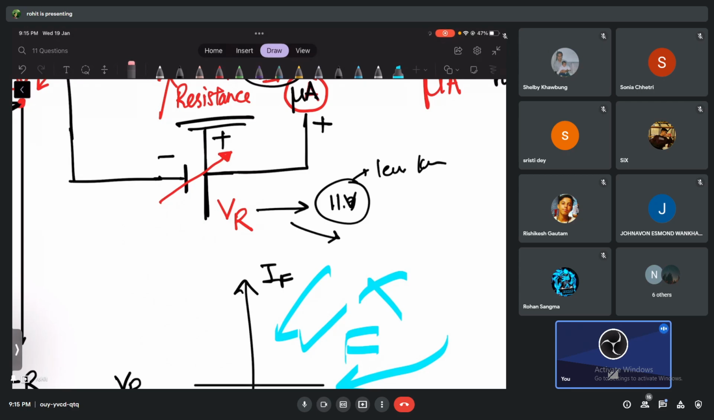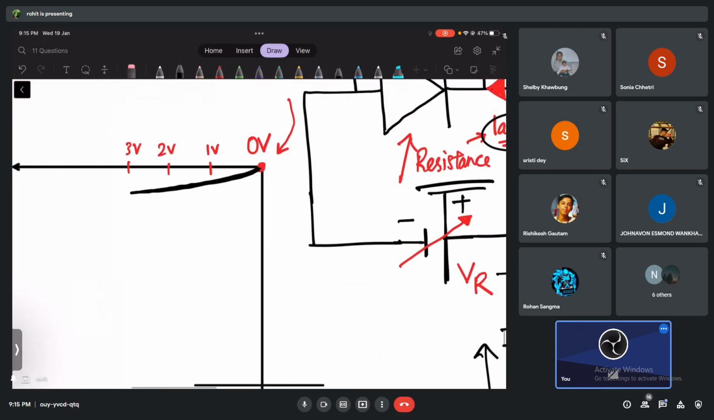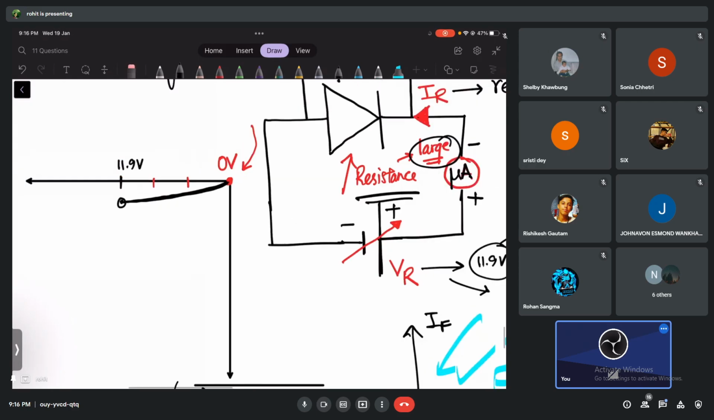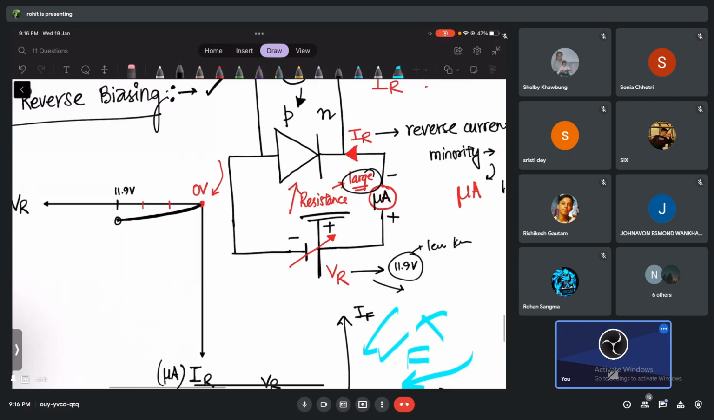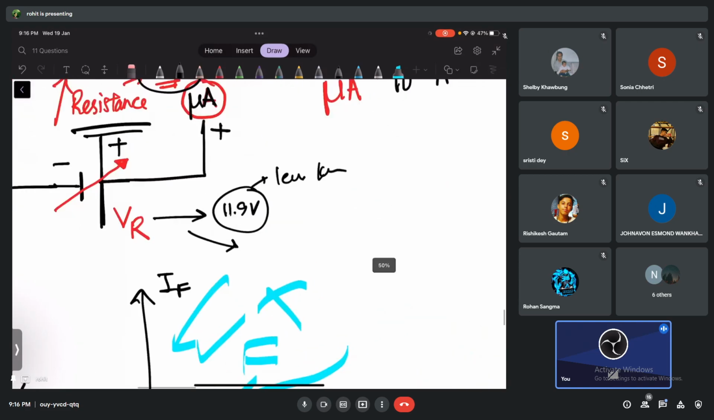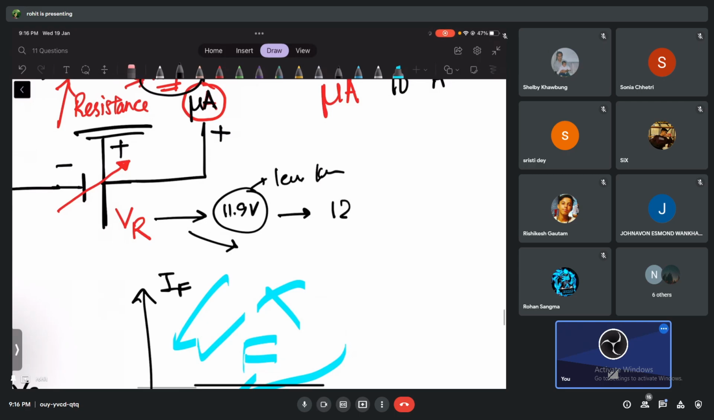11.9. I'm repeating again, how much have I reached, guys? 11.9. Let me say till 11.9 volts, what kind of current am I getting? Very small current, because the resistance is very large. But exactly at 12 volts, look what will happen now.